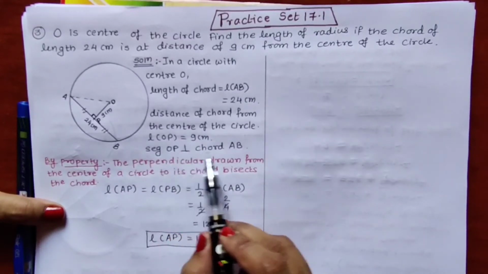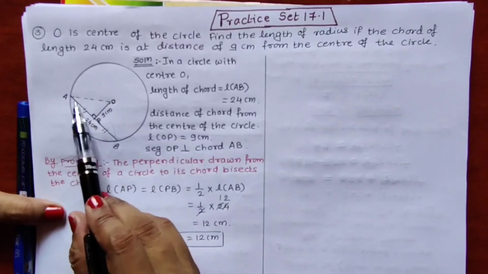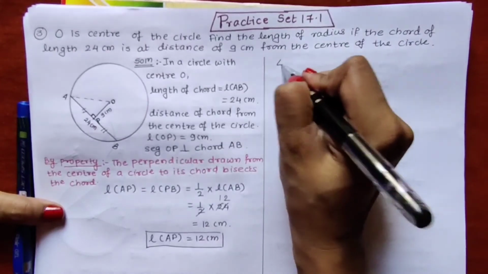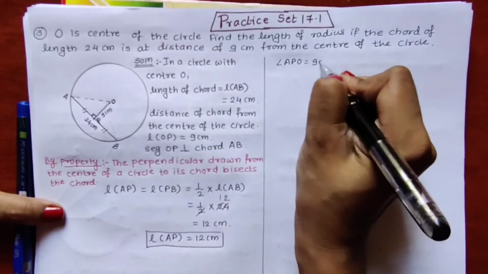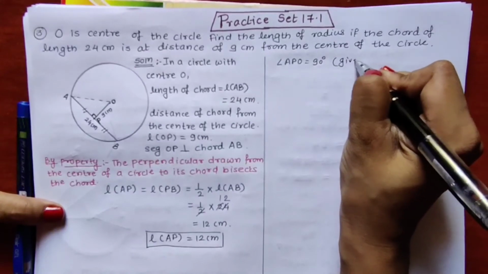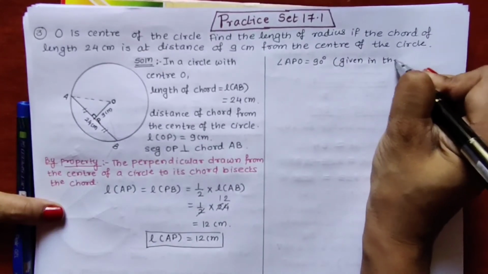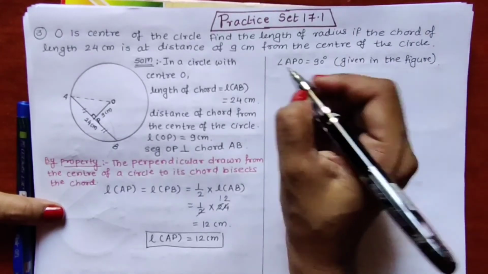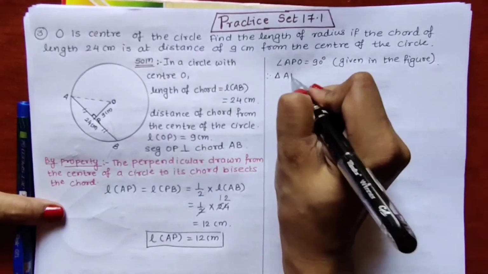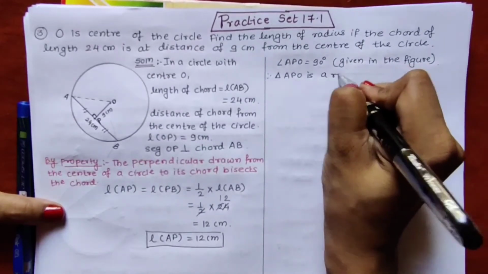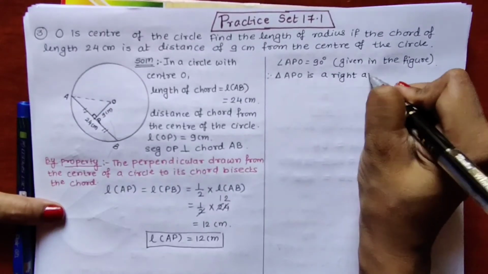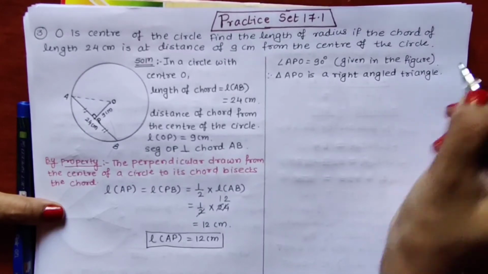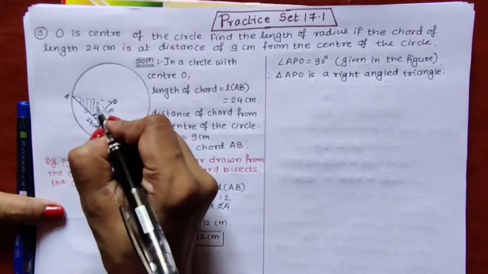Now this OP is perpendicular to chord AB. That means this triangle APO is a right angle triangle, and angle APO is equal to 90 degrees, given in the figure alongside, correct? As it is given in the figure, we can write: therefore, triangle APO is a right angled triangle.